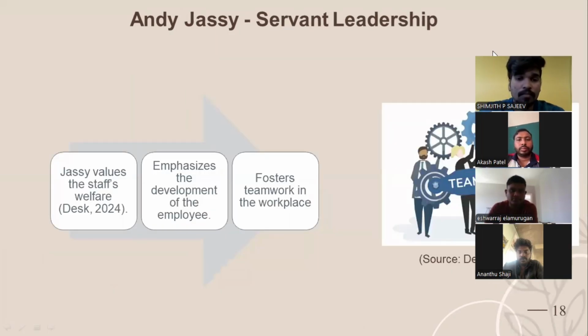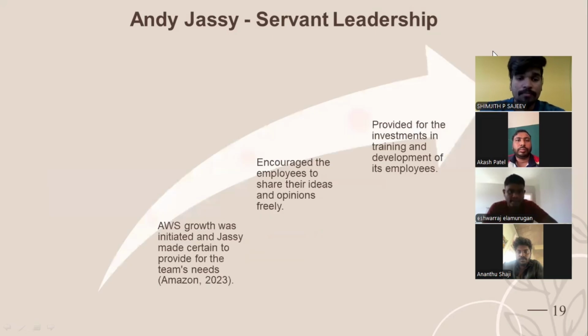Andy Jassy, servant leadership. An aspect of servant leadership is the well-being of the subordinates. And in this case, Andy Jassy is also an example of such a leader. He works on the development of the employees and fosters teamwork. This style of leadership makes sure that his team members feel important and that they are backed up. Moving to the next slide.